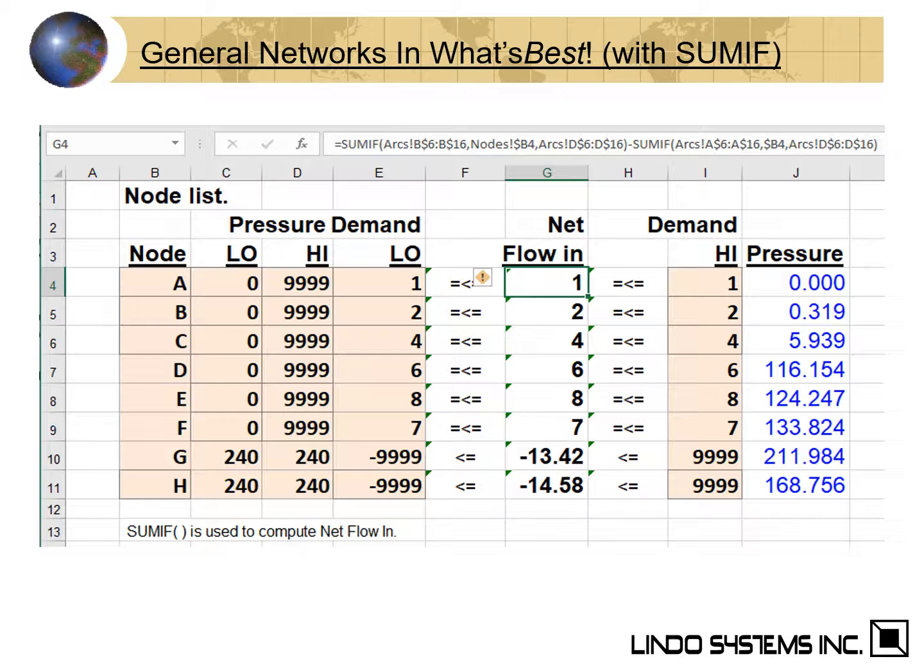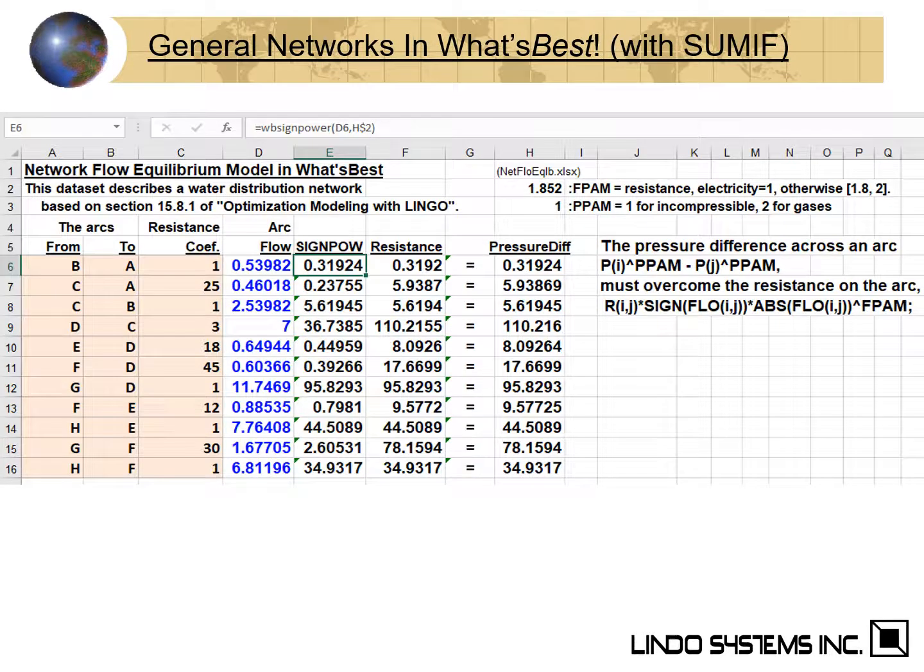Let's look at the arc list. Here is the arc list for this particular network, and so it's a listing of every arc in the problem. The shaded area, again, is the input data. The blue numbers are the decision variables, figuring out what the arc flows are. And then the black are the computations that we have to do.